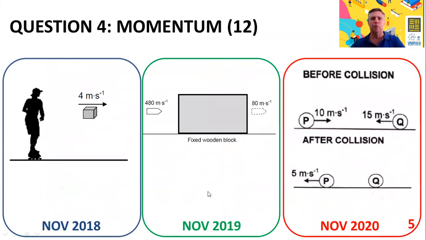Looking at the last 3 years of exam papers, the momentum questions have been quite different. 2020, it was a straightforward collision between 2 moving objects. 2019, it was a bullet moving through a fixed wooden block and obviously slowing down as it did. 2018, it was a girl on roller skates throwing a parcel away from her and consequently moving in the opposite direction.